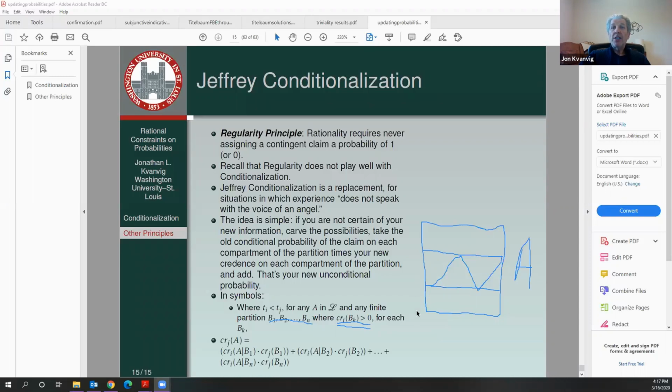After you do this partition, you learn the Jeffrey rule. The Jeffrey rule says we're going to calculate your new probability. J is a time later than I. So your new credence at time J, an unconditional credence in A, should be a function of two things. Your attitude toward each of the parts of the partition times a conditional attitude toward A on each of those parts.